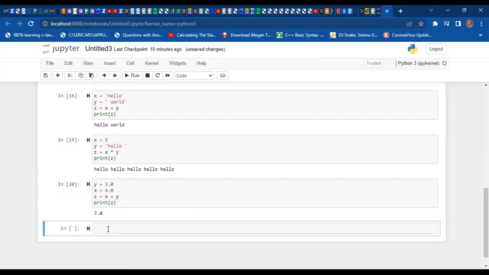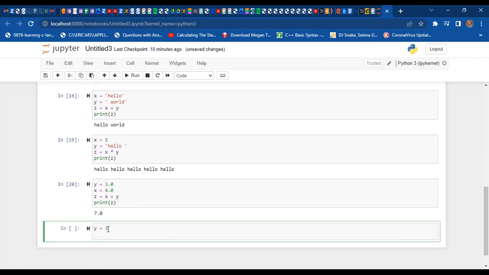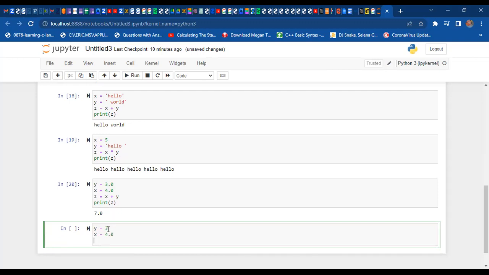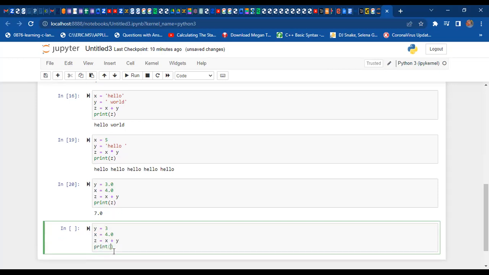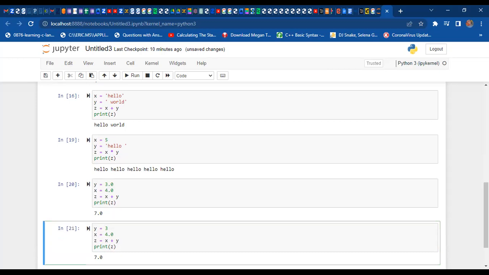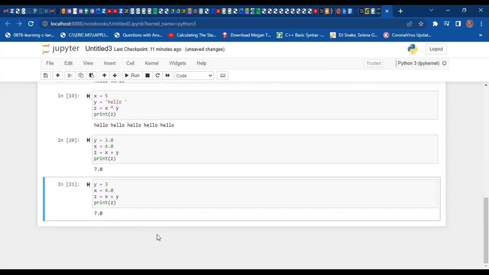Let's do an integer and a float and see what it will give us. y is equal to 3, x is equal to 4.0, z is equal to x plus y. Print z. As I was telling you, if you add a float with an integer, you will get a float. And here is the float.